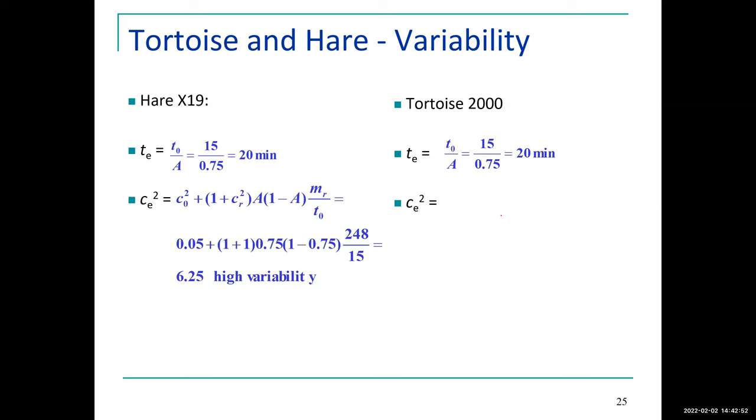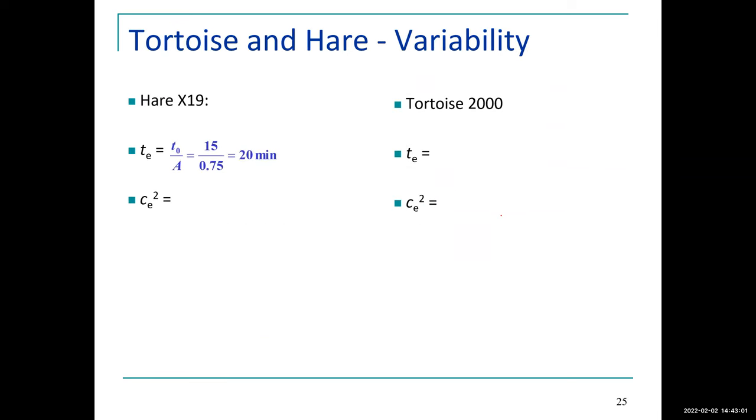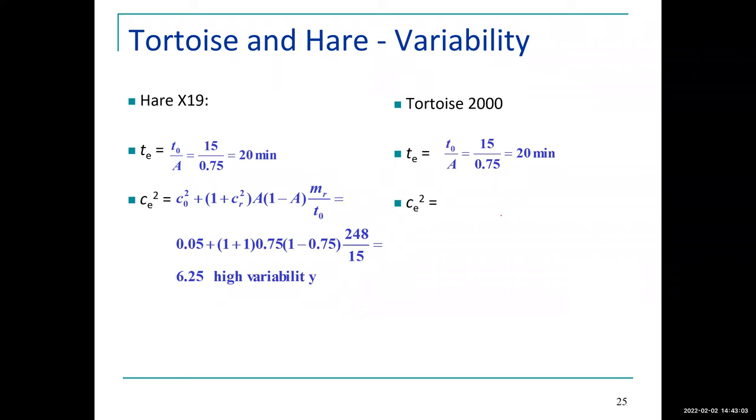The squared coefficient of variation, we're using again this formula. So for this case, Z0 squared is 0.05, 1 plus 1, the availability is 0.75, 1 minus 0.75. Mean time to repair divided by T0, all that gives you 6.25, which is high variability.